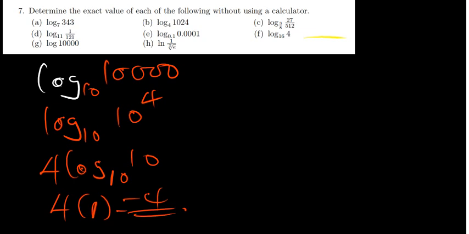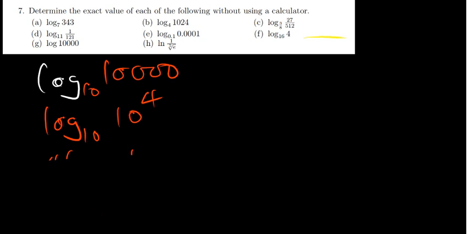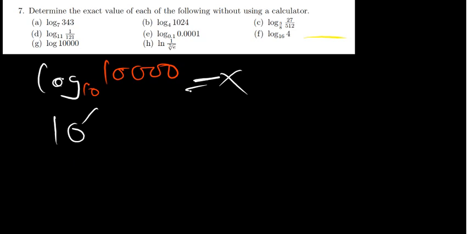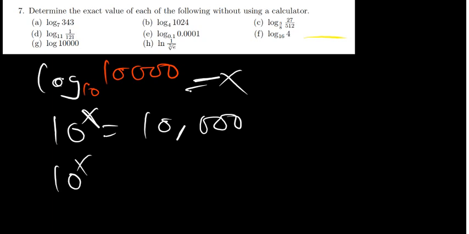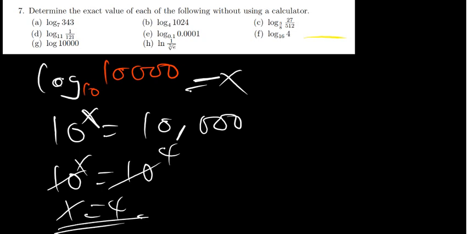But if you want, you can also equate it equal to x and solve for the value of x, where you say this is equal to x. So it's going to be 10 raised to the power x is equal to 10,000. I make the bases the same, so 10 raised to the power 4. The bases will cancel, x will be equal to 4, meaning the exact value is 4. Okay, so we have the last one.